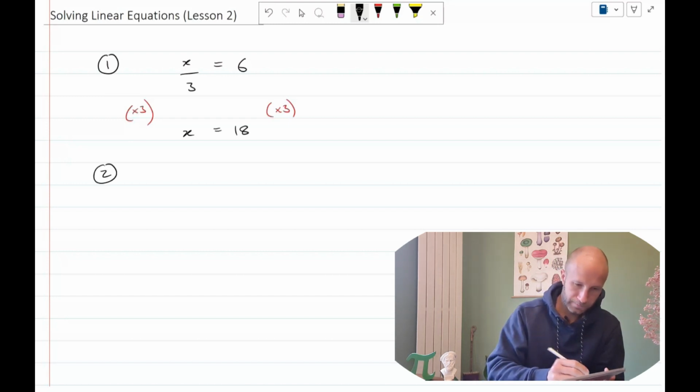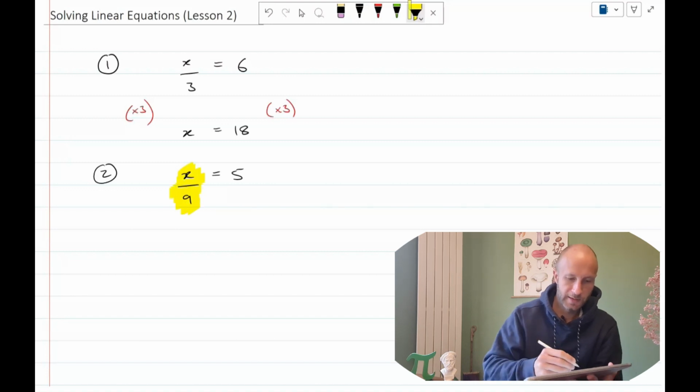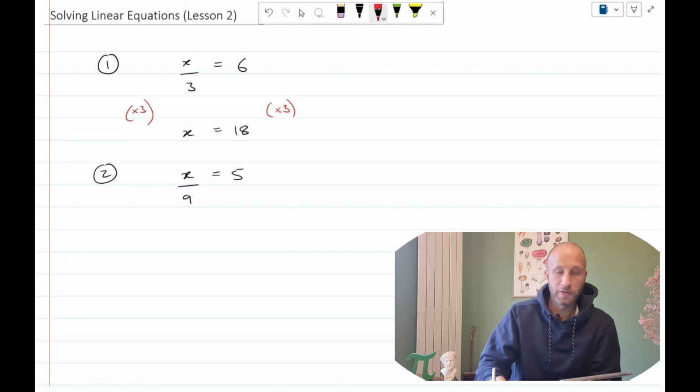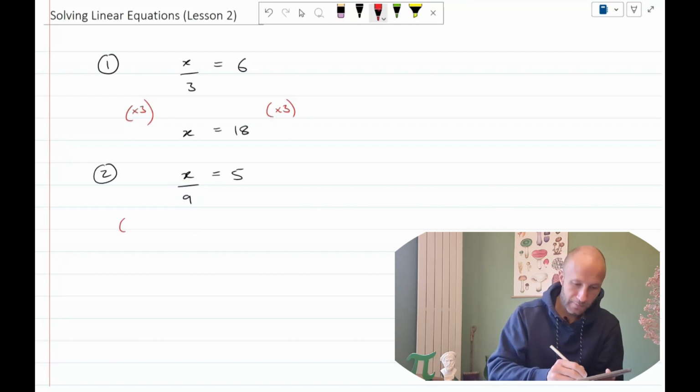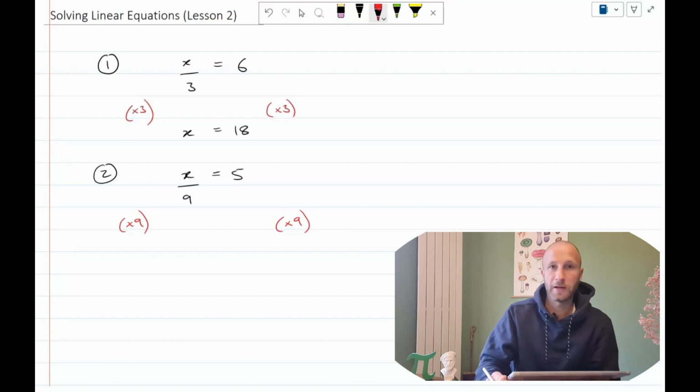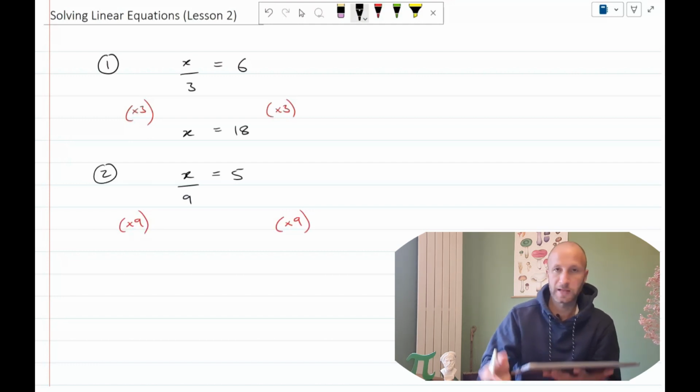Okay, number 2. So nice and quick, x over 9 equals 5. Find our x term, x over 9. There it is. That dictates what we do. Forget what's on the other side, doesn't matter for now. We've got division by 9, so to cancel that, we're going to multiply the left-hand side by 9, which means we have to multiply the right-hand side by 9 to balance out, keeping size the same.